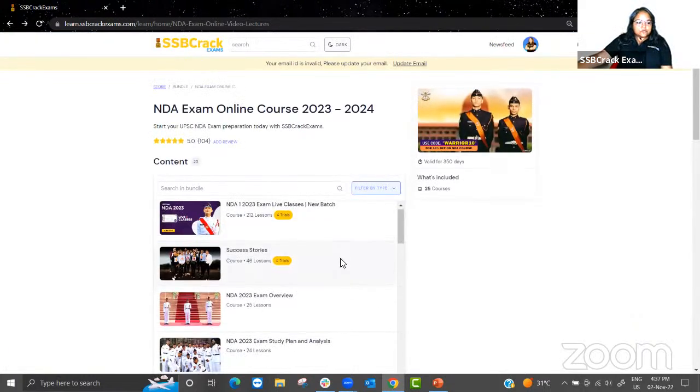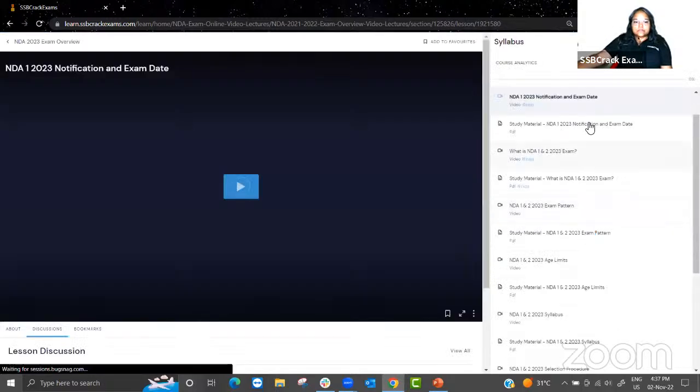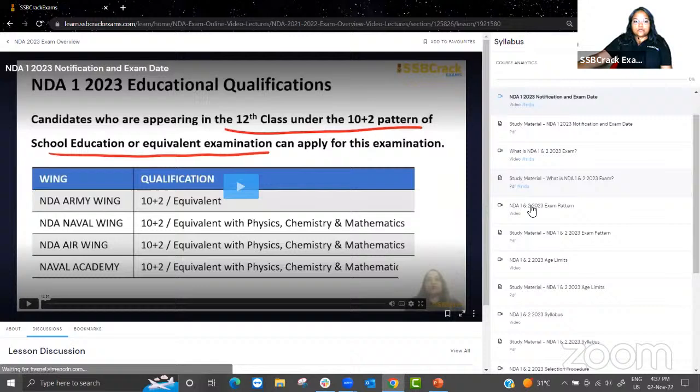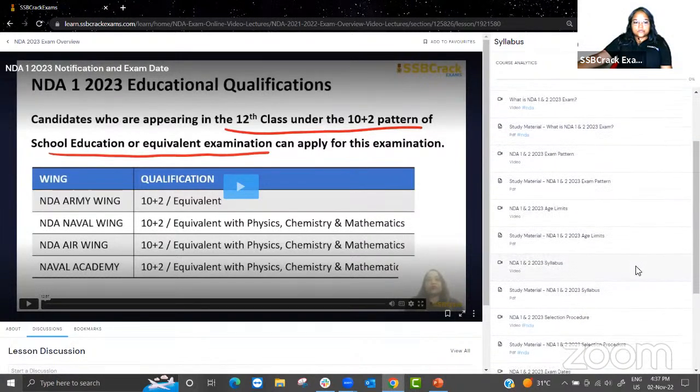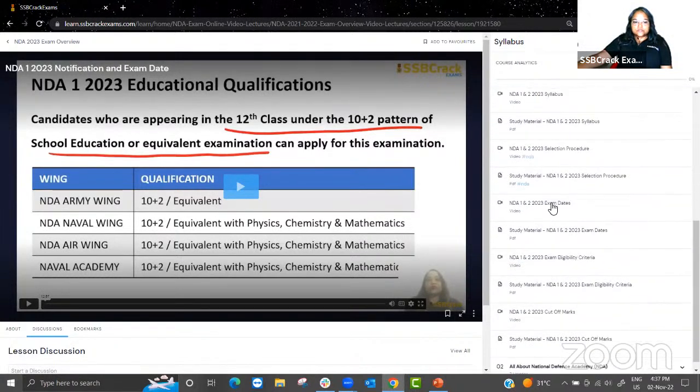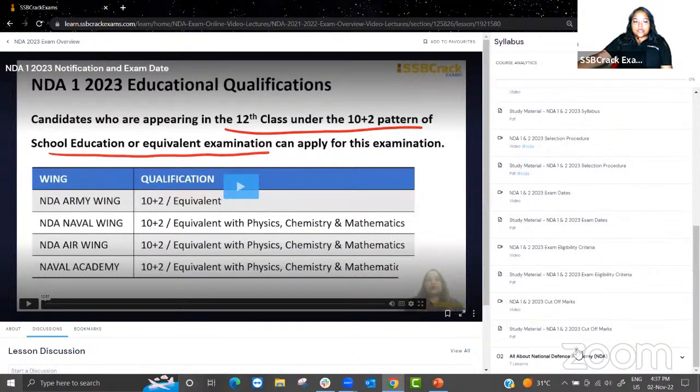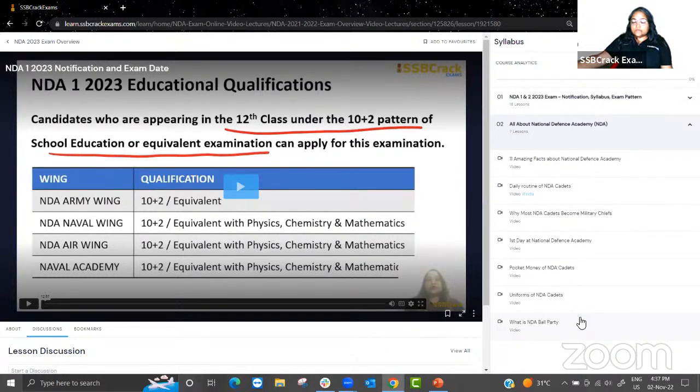Now coming back to the course page, if you scroll down more, you'll find here the exam overview. Okay. Now if you want to have any detailed idea about NDA 2023 exam regarding what this exam will be all about, what is the exam pattern, age limit, syllabus, selection procedure, dates, eligibility, cutoff, and also if you want to watch some interesting videos on NDA Academy, you can follow this particular section. Okay, you can later watch it in your free time.